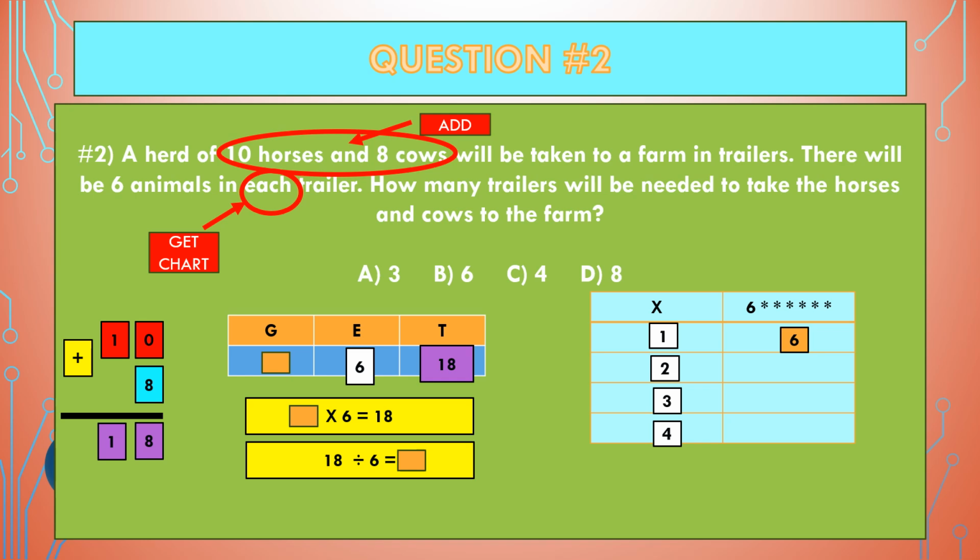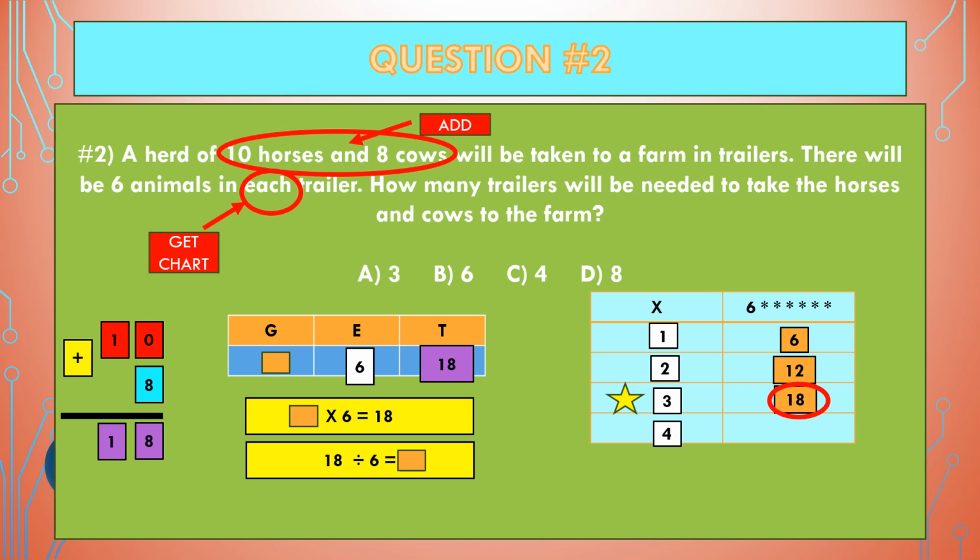And all I have to do is keep adding 6 more. Well, 2 times 6 is 12. And I know that because 2 sixes, or 6 plus 6, is 12. Now, if I add 6 more to 12, I get 18. And if I add 6 more to 18, I get 24. But I don't need to because my answer, or my total, is 18. So the number that's next to my total is my answer.